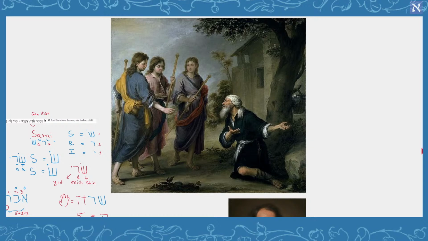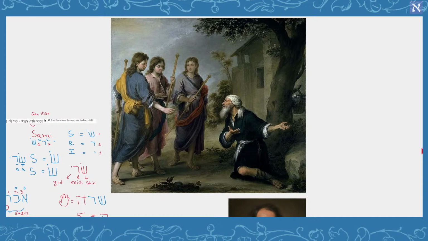Who does not appear in this painting? Sarah. Sarah. This is very interesting. I find it very interesting that the three angels or messengers are there together with Abraham. There are four, and Sarah is not in the painting. Yes, I have a question.